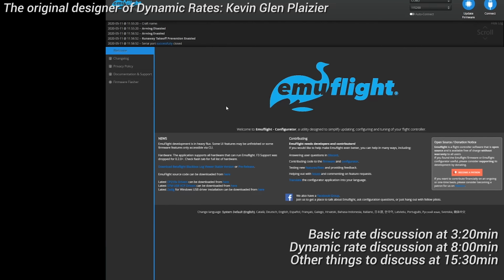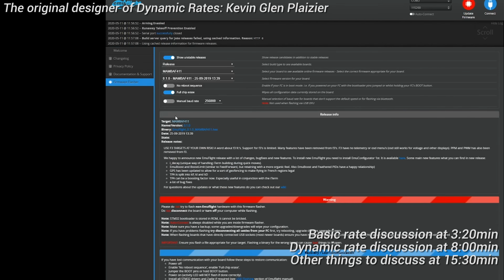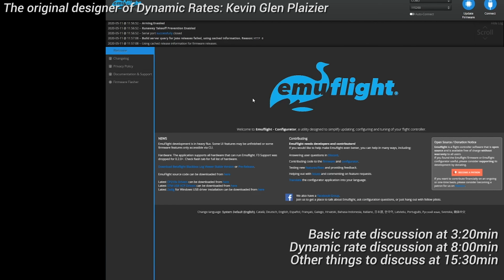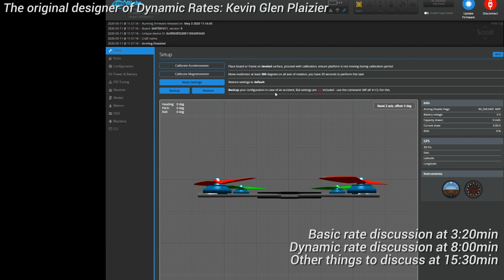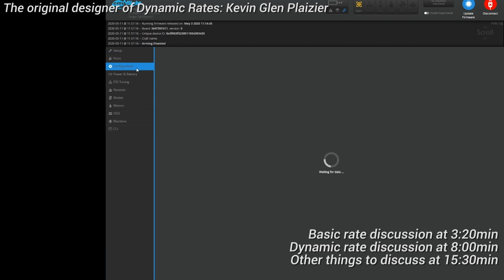This is EmuFlight. If you are at all familiar or comfortable with Betaflight, you will be completely at home with EmuFlight, because it is just a fork of Betaflight. It works exactly the same way. You can flash your firmware here. Everything is exactly the same. It is Betaflight with some tweaks and additions and changes to it. So when you go into the menu system, you are greeted with all the same stuff as Betaflight.